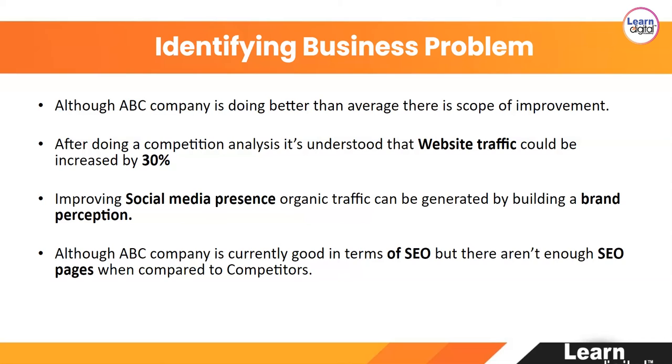Identify a business problem. Although ABC is doing better than the average, there is always a scope of improvement. So the last month, my budget was, let's say, 1 lakh. Now, what was my ROAS, return on ad spend? Investing 1 lakh, what did I gain? And where did I fall? Where did I fail? We have to recalculate every single element of our business. Then there are high chances that we can re-strategize our content, especially on digital platforms, and we have a scope of improvement. After doing a competition analysis, it's understood that website traffic could be increased by 30%.